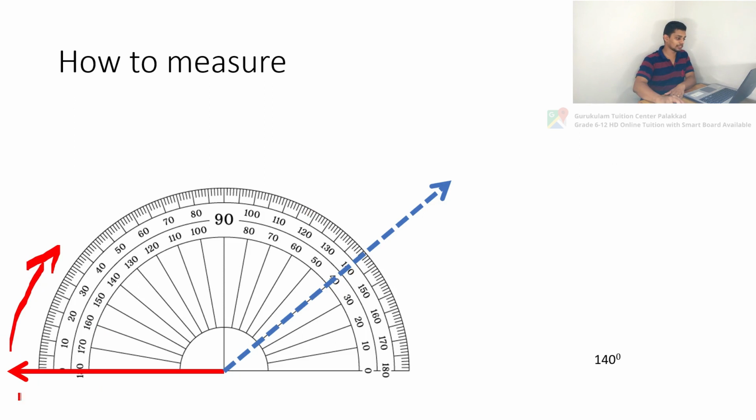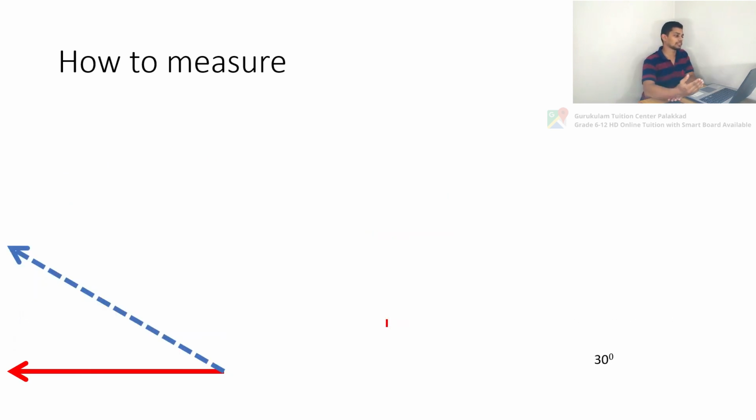Okay, what is the reason? Because this ray is lying to the left of the protractor's origin. That is the reason we are measuring from here. So when we measure from here, we can reach the conclusion that this is 140. Clear? Let's try one more example.